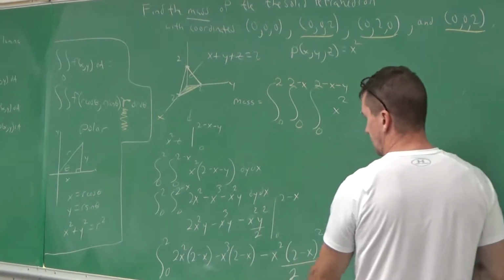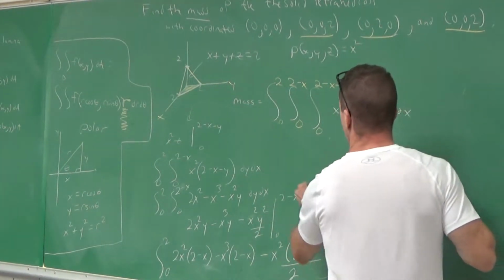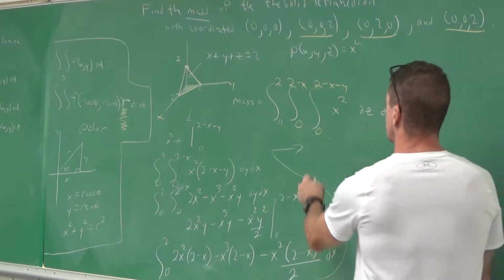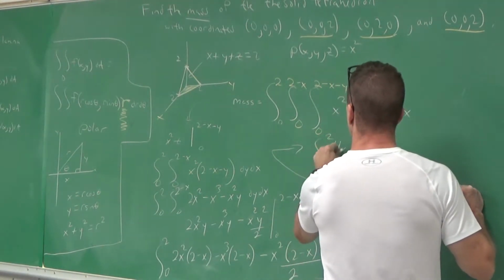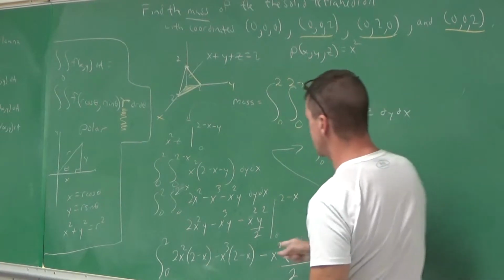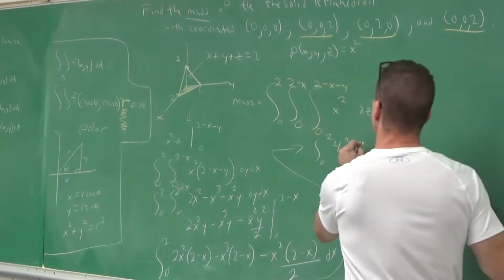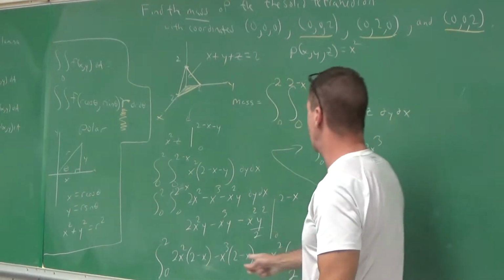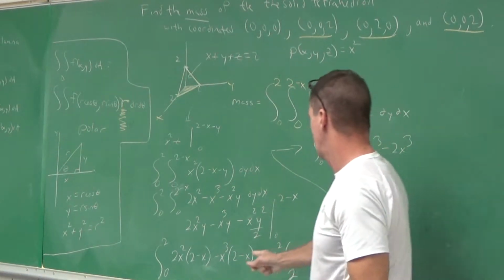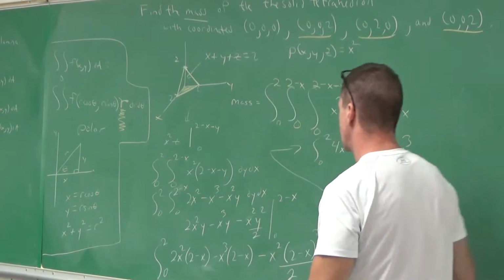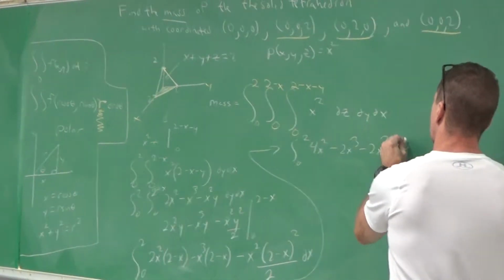Unless you want to factor. You might factor out a 2 minus x. I'm just going to distribute. It shouldn't be too bad. All right, here we go. What's this all distributed? 4x squared minus 2x cubed minus 2x cubed plus x to the 4th.